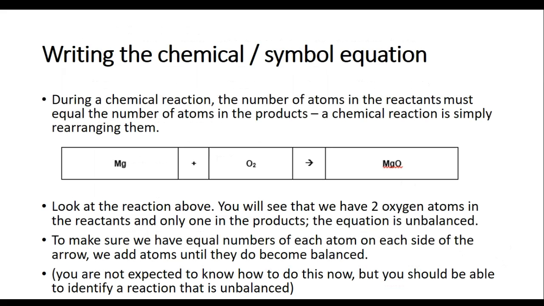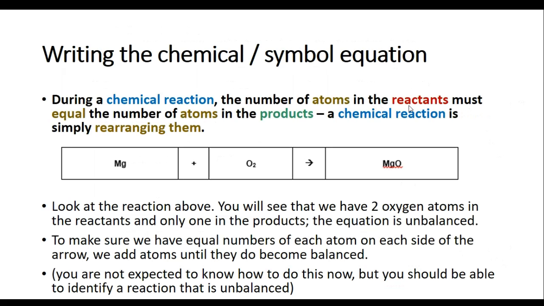So, when it comes to reactions, during a chemical reaction, the number of atoms in the reactants must be equal to the number of atoms in the products. So there must be the same amount of atoms on each side of the arrow to make sure that it's equal. Because a chemical reaction is just rearranging the atoms, it's not adding any more, it's not creating more or getting rid of any. It's the same amount of atoms.